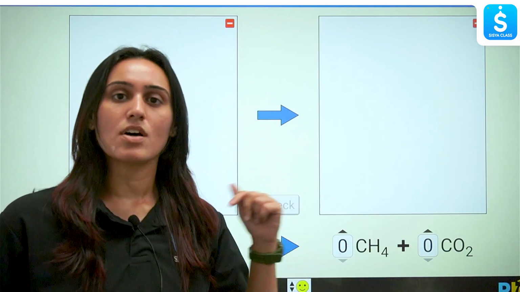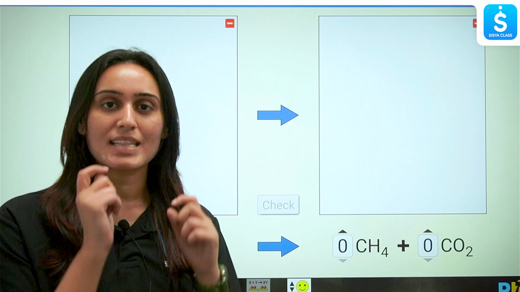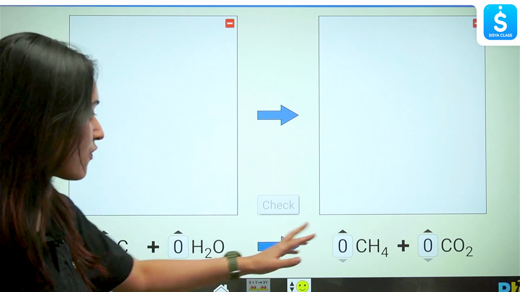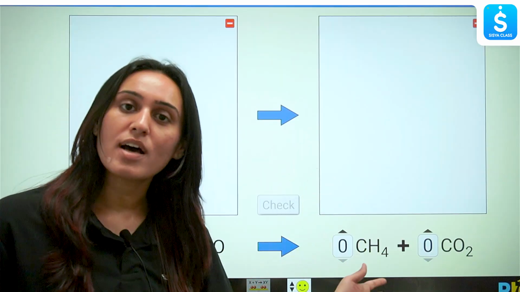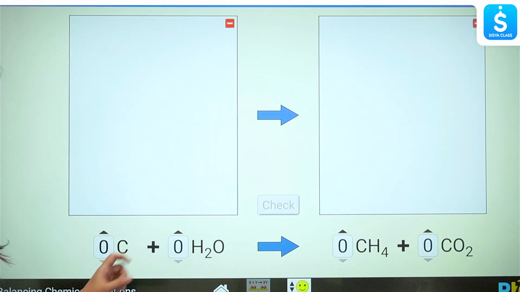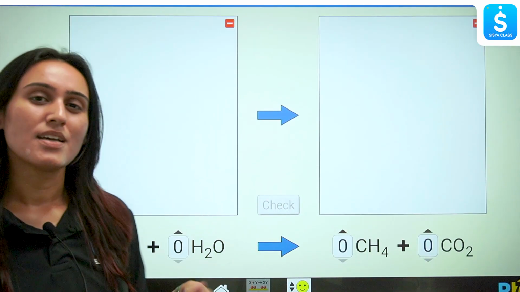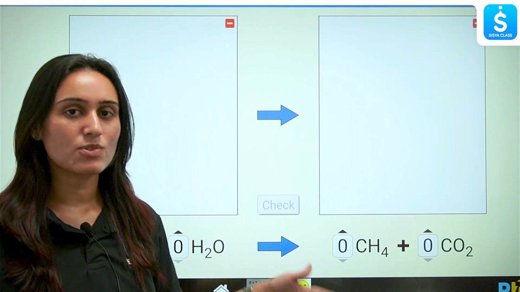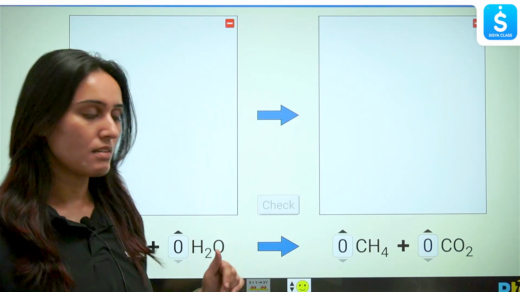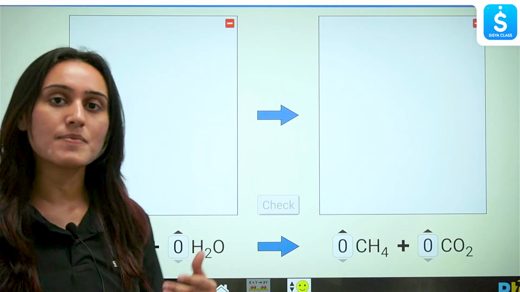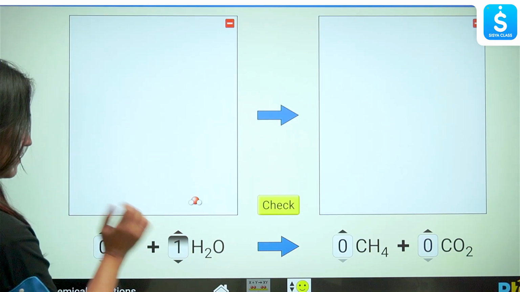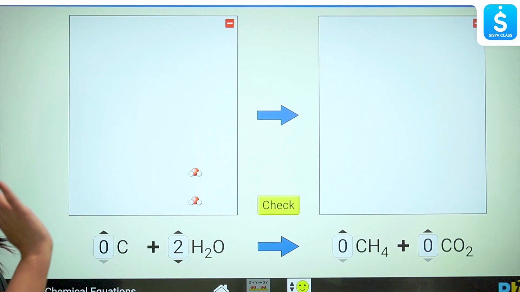So in methane also, which atom do you see that needs balancing? It is hydrogen. I can clearly see that I have 4 hydrogen atoms on the product side and I can see only 2 hydrogen atoms here. So let's start with the hydrogen. So how can I balance this hydrogen? I will increase 2 more here, so that total hydrogen atoms comes out to be 4. Let's do that. Okay. So now the hydrogen is balanced.